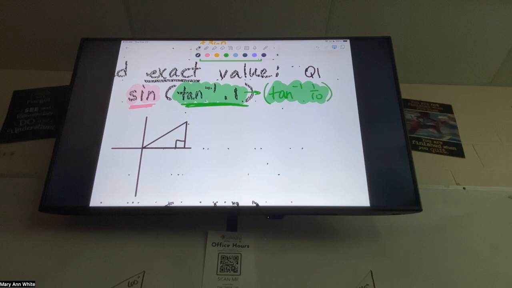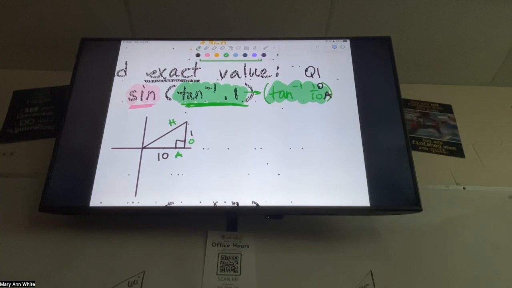I'm going to label sides 1 and 10. Now, how do I know which is what side? What are 1 and 10? Y over X, that's true. I also, if we think about opposite, adjacent, and hypotenuse, O over A, TOA. So my opposite is 1, my adjacent is 10. And so I've got O, A, and I need H.